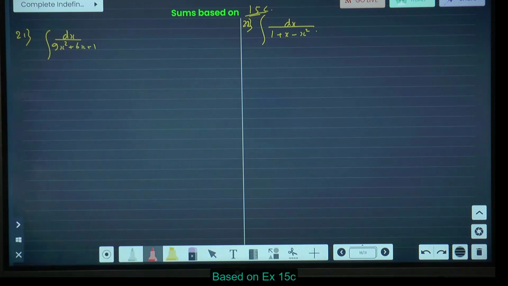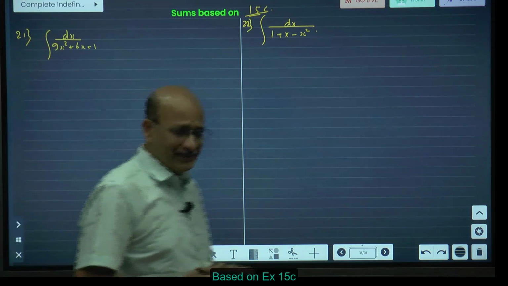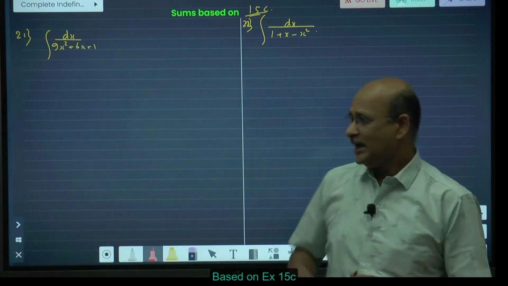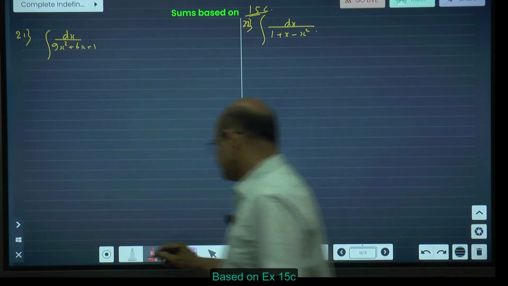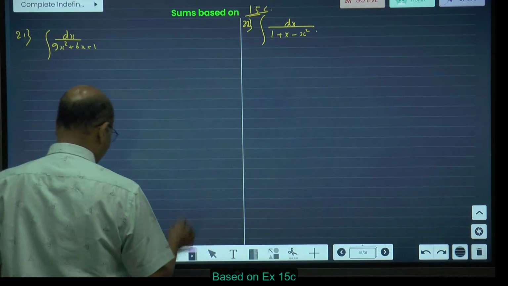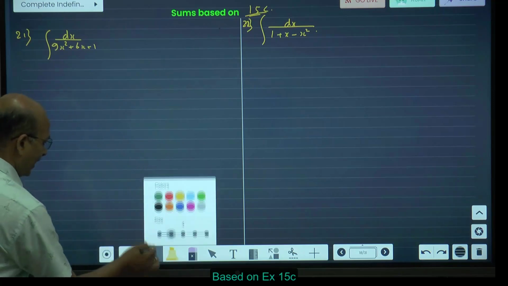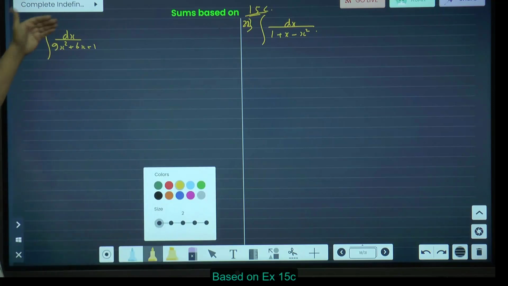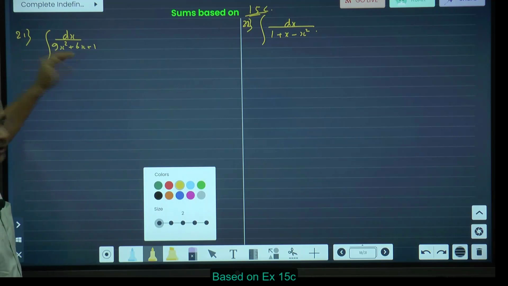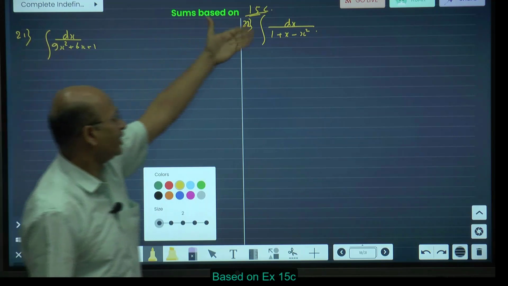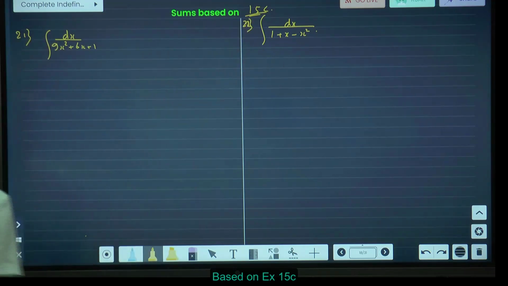Now, dx upon quadratic. The main message I want to give you is that, as we have the formula for the standard forms, the same pattern, every sum, we can convert into a standard form: the denominator, dx upon quadratic, dx upon quadratic. So let us see how we deal with it.